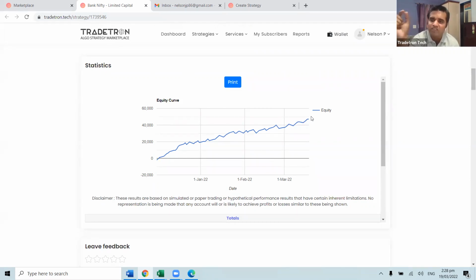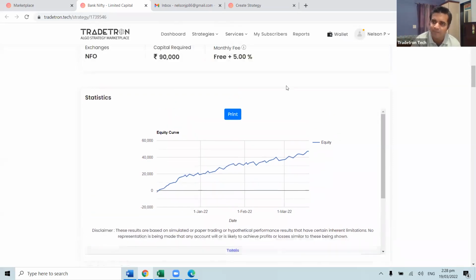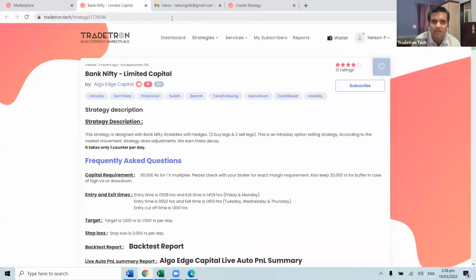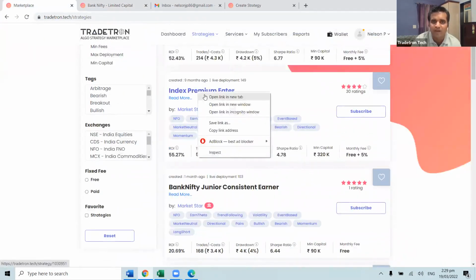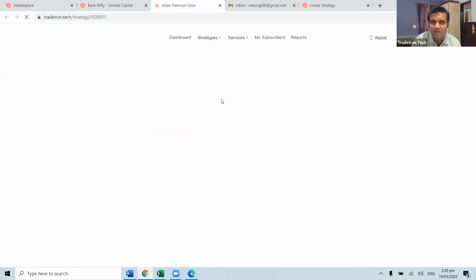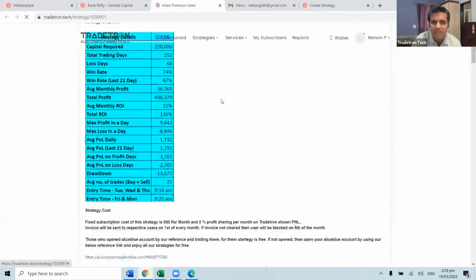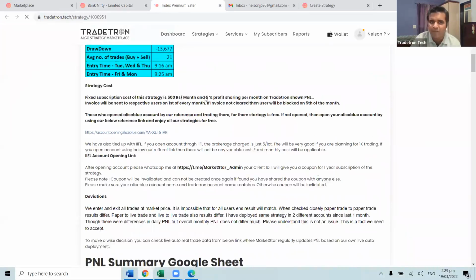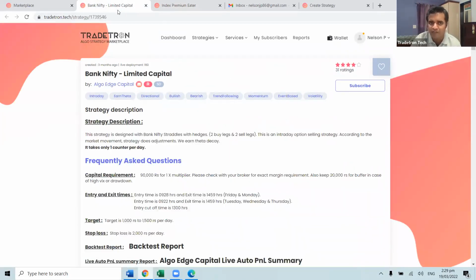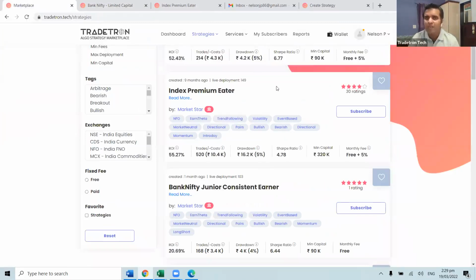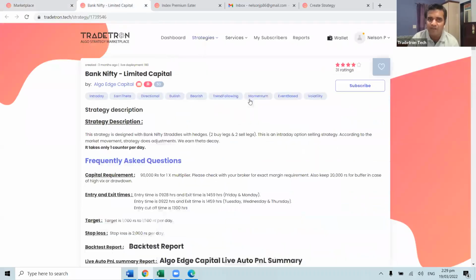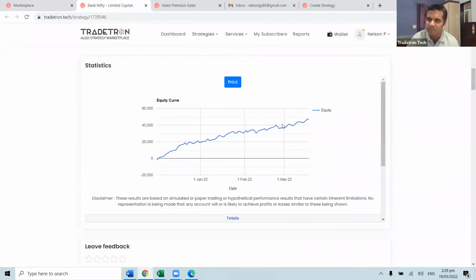Backtest is basically how the strategy might have performed, based on the backtest report that is generated. You can backtest the strategy separately, and then you can publish it over here. Some other strategy creators, for example Index Premium Meter, might have published their backtest report. You can create that kind of backtest report over here also, so that's not an issue. On Tradetron you can publish that report to let users know that in backtest this strategy is performing well, and in live trading also your strategy is performing well. According to that, they will get a much better idea of your strategy.